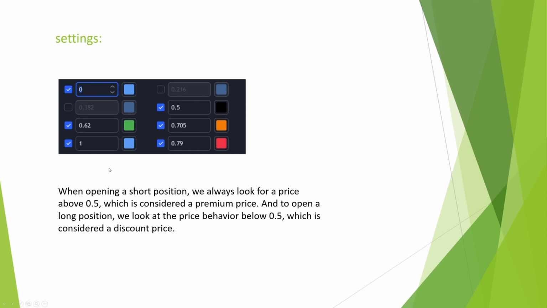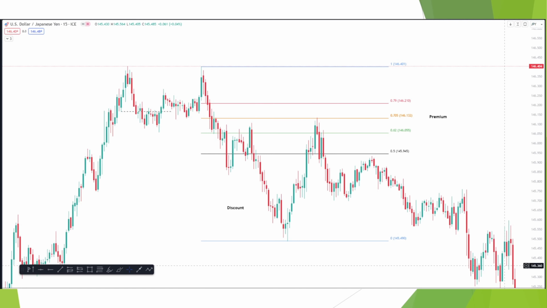When opening a short position, we always look for a price above 0.5, which is considered premium price, and to open a long position, we look at the price behavior below 0.5, which is considered a discount price.